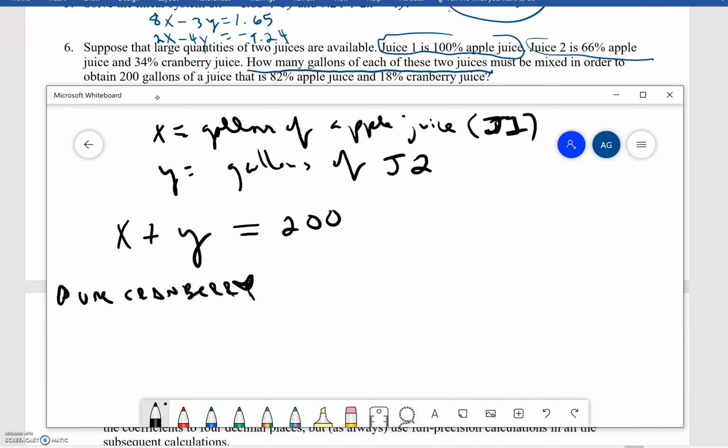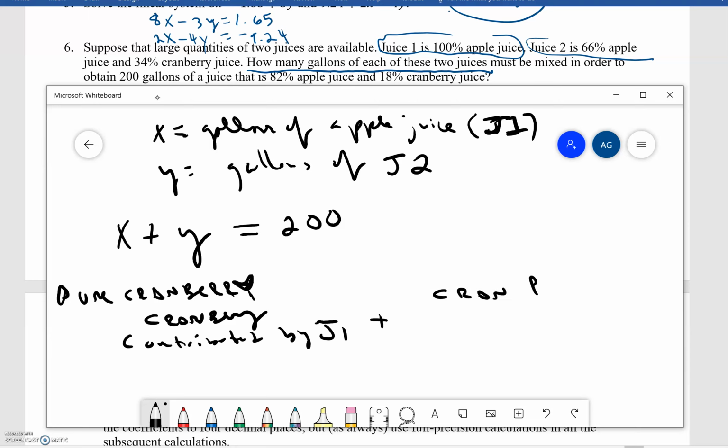We actually have 3 equations we could write, but we only need 2 of them. So any of the 2 will work. So I'm just going to do cranberry. And so I want to think about cranberry contributed by J1 plus cran from J2, and that needs to equal the total final cran.